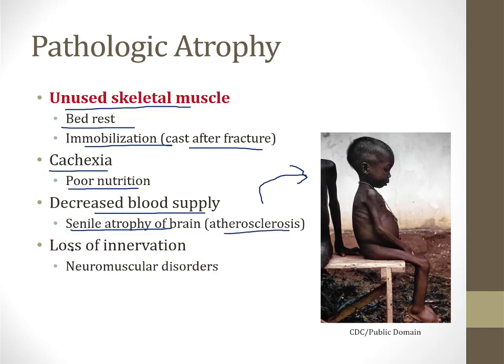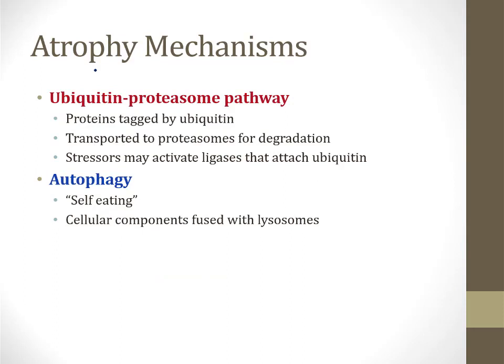And then finally, if there's loss of innervation to a muscle, as occurs in neuromuscular disorders, this can lead to atrophy. This is a big problem for many people with neuromuscular disorders. First of all, they're not using their muscles, and that leads to atrophy, but it's not just that. If the muscle is not properly innervated, it also undergoes atrophy.